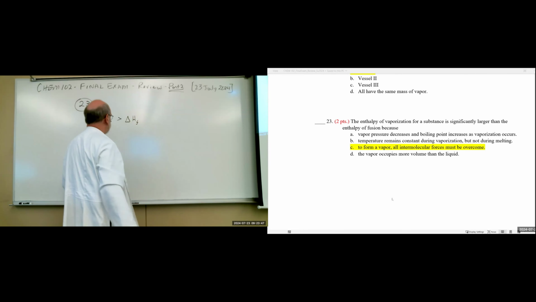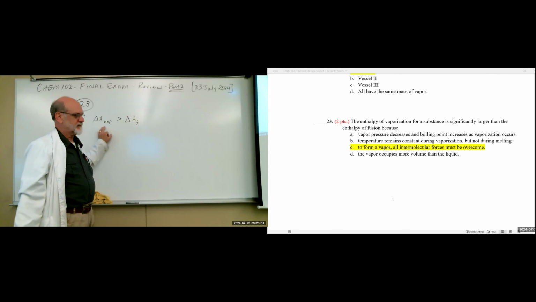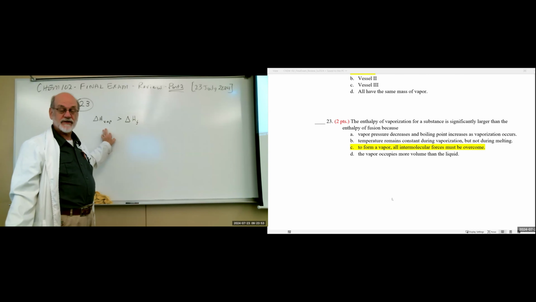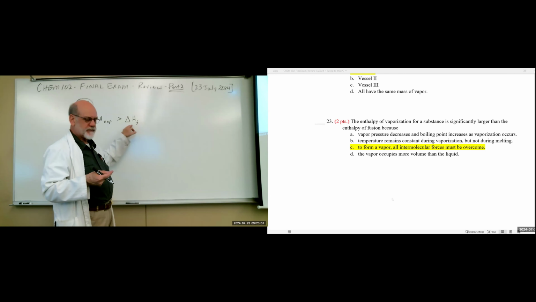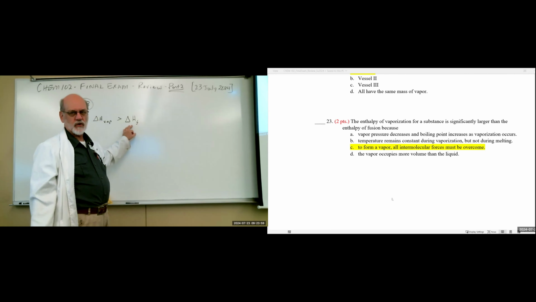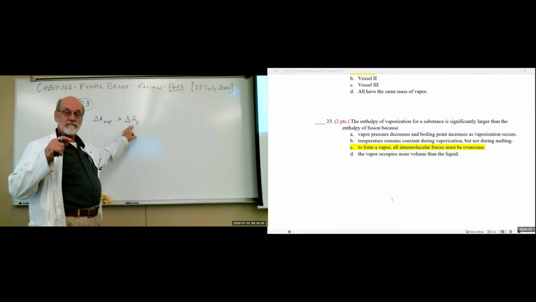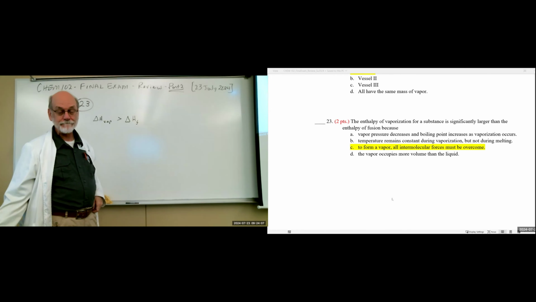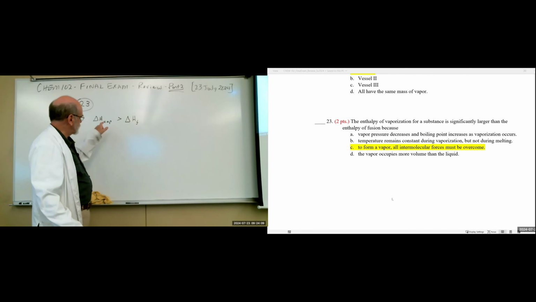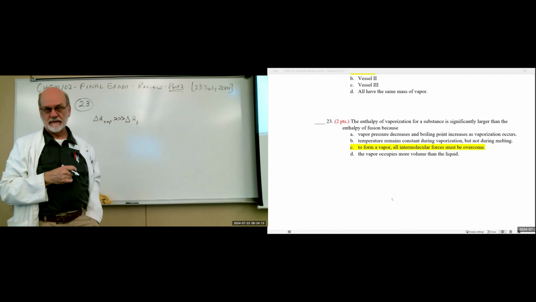Now, the enthalpy of vaporization, that's self-explanatory. It's just how much heat does it take to go from a liquid to a gas? The enthalpy of fusion is a little more cryptic. Enthalpy of fusion is how much energy does it take to melt the solid into the liquid phase. Okay. So why is this one so much bigger than that one?